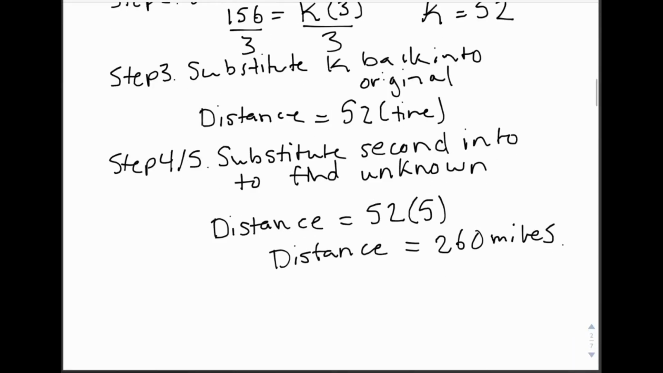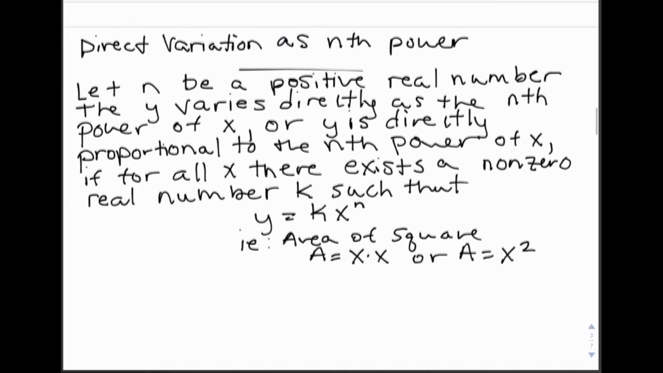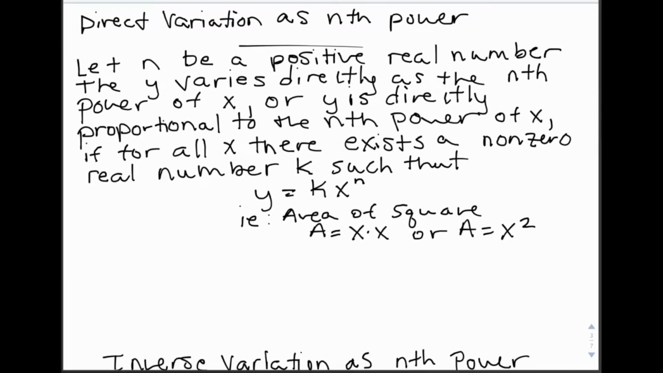All right. Additionally, let's look at direct variation as nth power. So direct variation as nth power. Let n be a positive real number. Then y varies directly as the nth power of x. So if it tells you "varies directly as," and say "square of" or "to the third of," then you're going to use this type of equation here. Additionally, if it tells you "directly proportional to," and it gives you some sort of nth power, you're going to want to use this one as well.